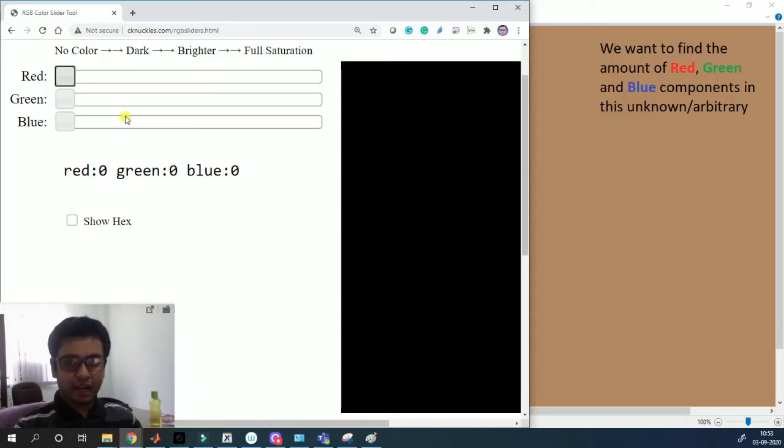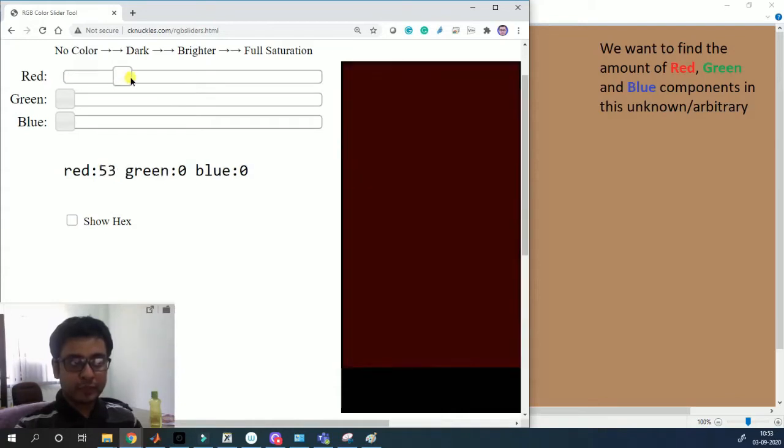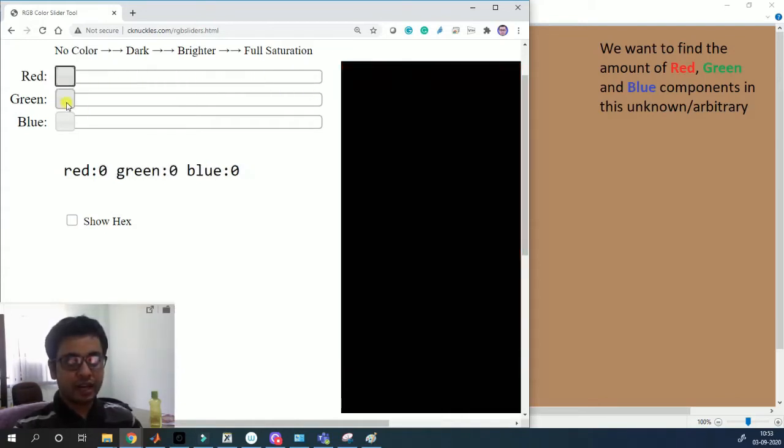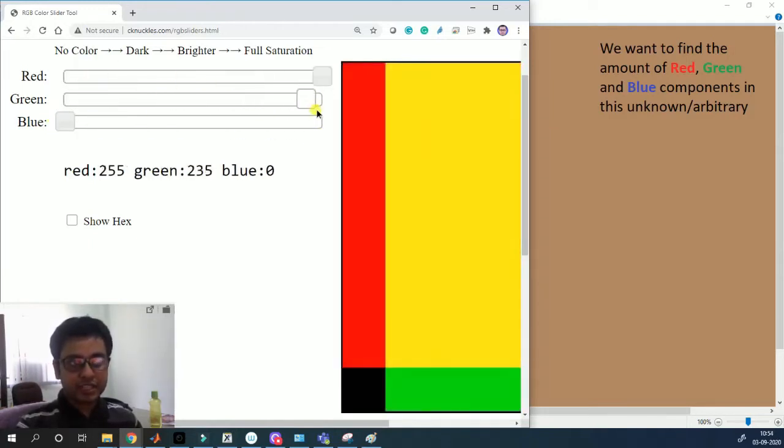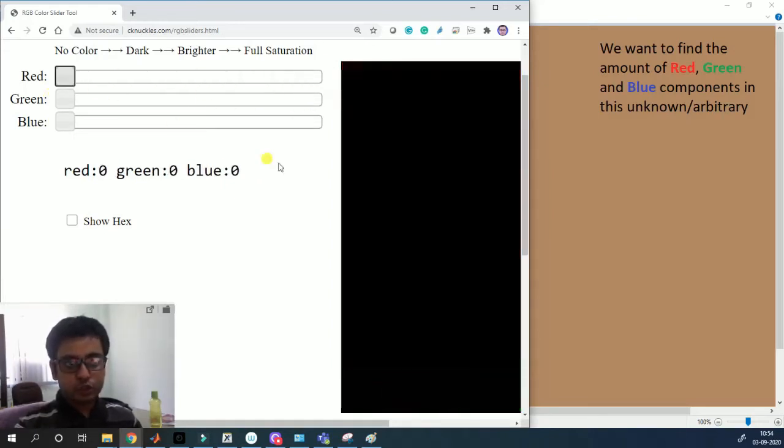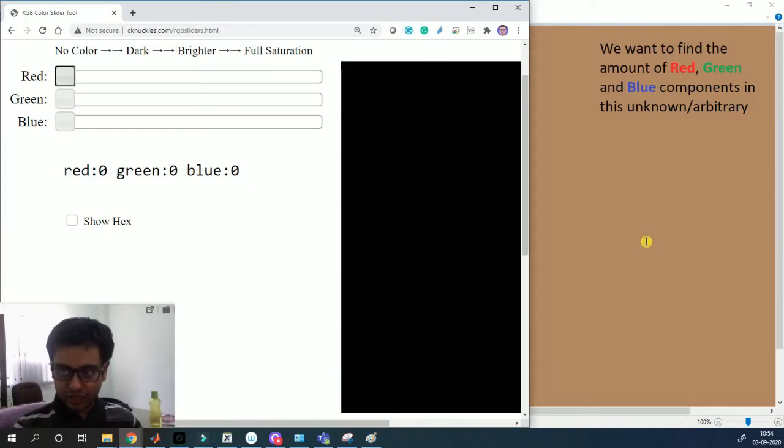Any arbitrary color can be produced by mixing three primary colors, red, green and blue. For example, red plus green creates yellow. Now suppose we have an unknown color and we want to know the red, green and blue components present in this color. We can do the following experiment.